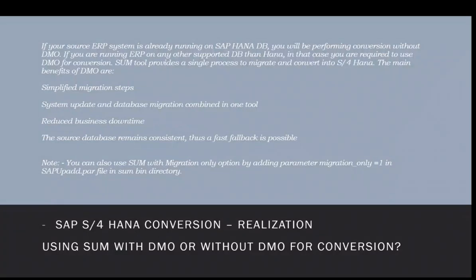We have different types of options available in SUM while we are converting. These are the standard versus the downtime optimized. Downtime optimized basically reduces the downtime activity and performs the activity during the uptime. So it saves the business downtime, and most of the high level activities are performed during the uptime only.